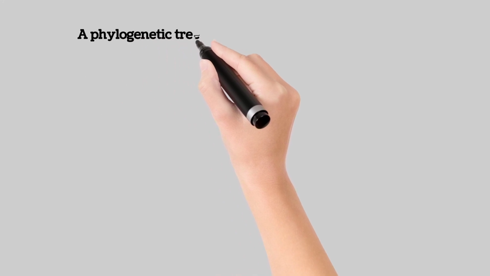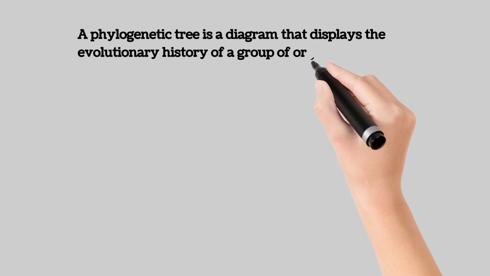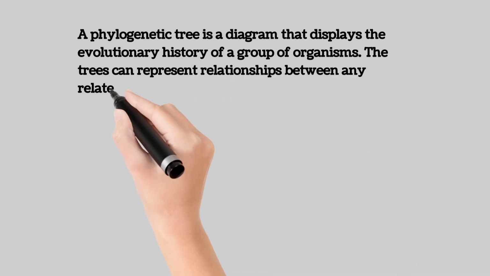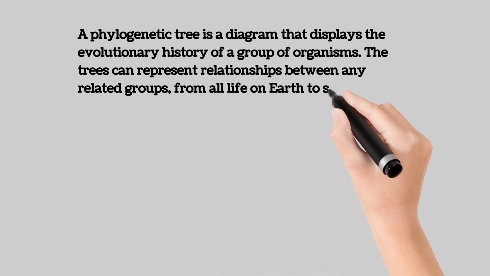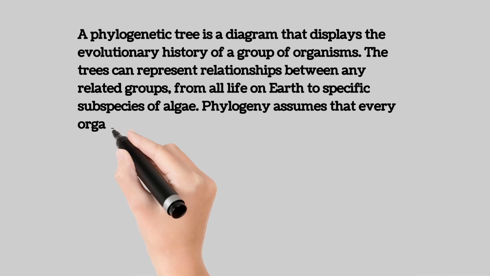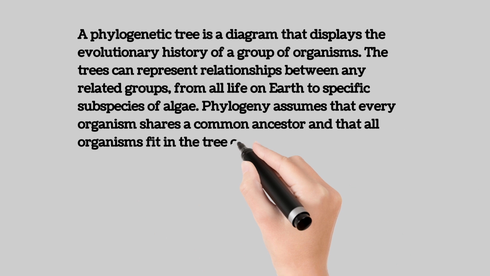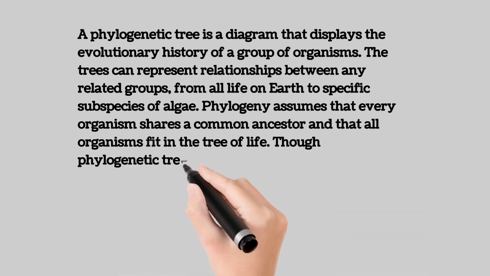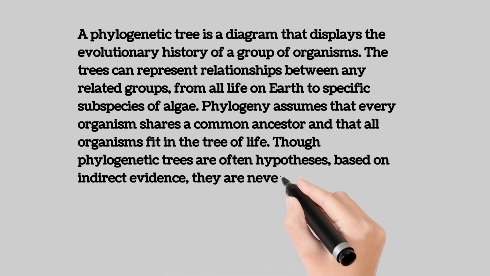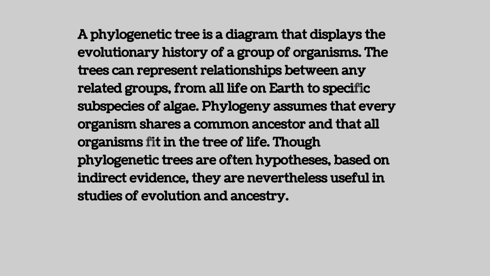A phylogenetic tree is a diagram that displays the evolutionary history of a group of organisms. The trees can represent relationships between any related groups, from all life on Earth to specific subspecies of algae. Phylogeny assumes that every organism shares a common ancestor and that all organisms fit in the tree of life. Though phylogenetic trees are often hypotheses, based on indirect evidence, they are nevertheless useful in studies of evolution and ancestry.